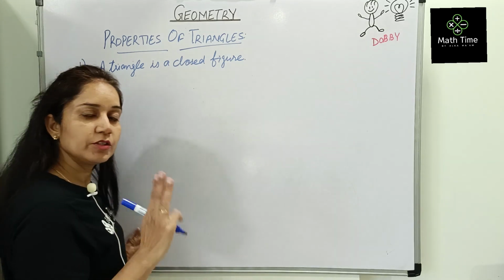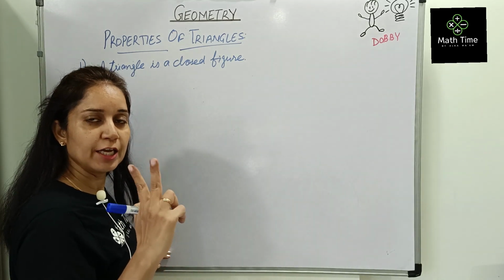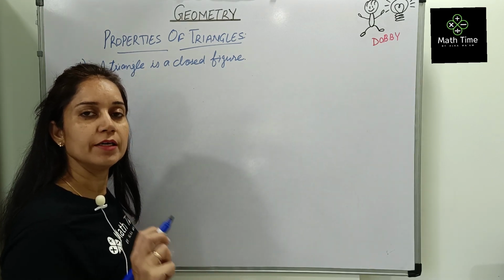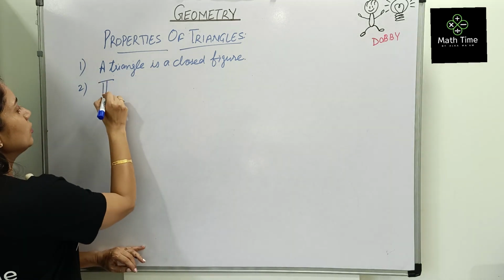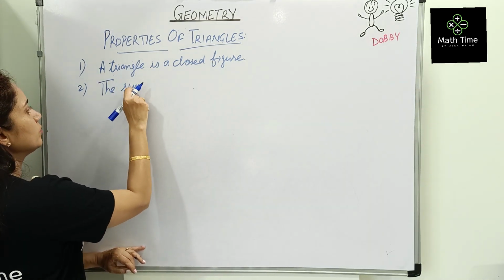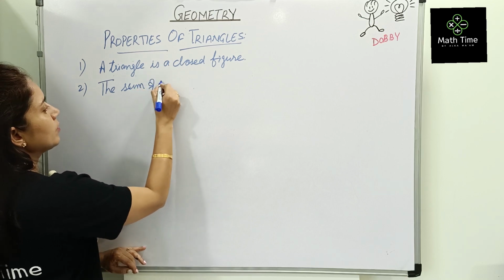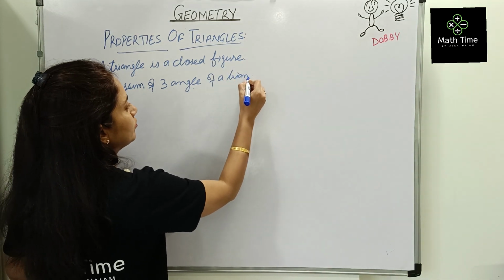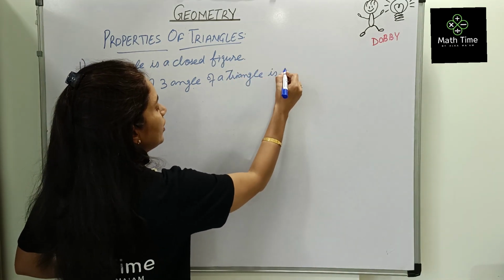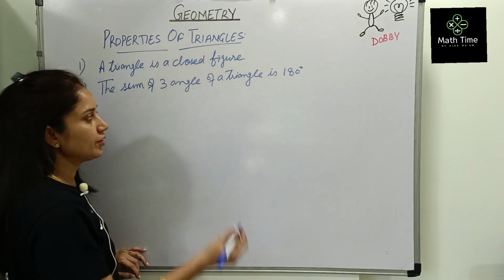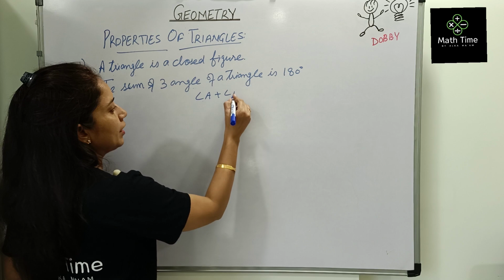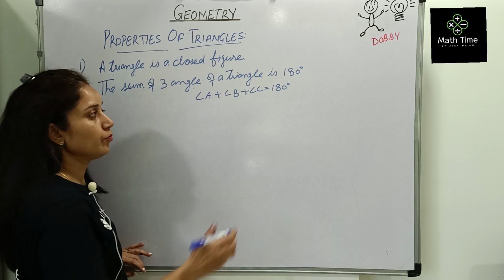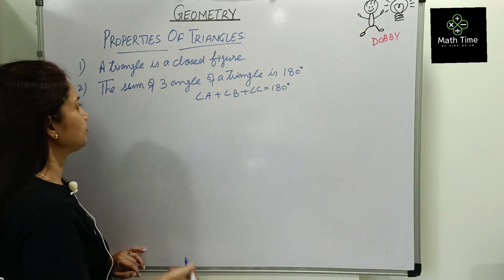Next, there are three angles in a triangle: angle A, angle B, angle C. When we add all the three angles of a triangle, the sum is 180 degree. So, the sum of three angles of a triangle is 180 degree. If you have a triangle ABC, then angle A plus angle B plus angle C equals 180 degree. Always, okay? It cannot be less, it cannot be more.